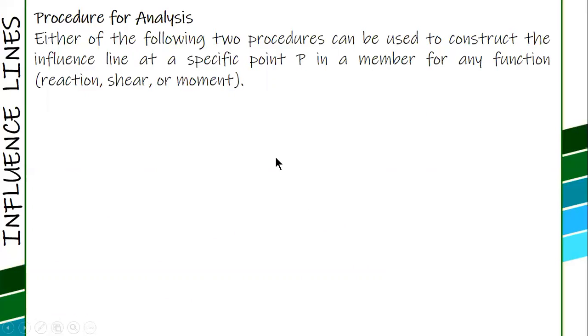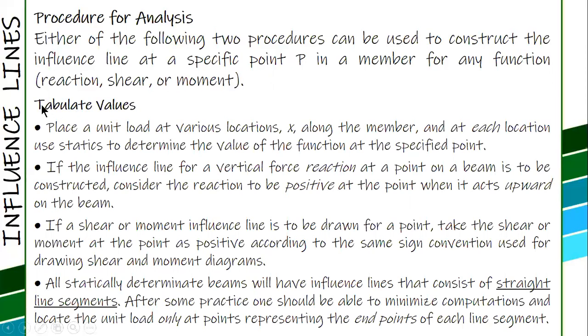So, procedure for analysis. Either of the following two procedures can be used to construct the influence line at a specific point P in a member for any function. So this is for beams: reaction, shear, or moment. In a truss: support reaction, or force of a member. Okay, so we will use two procedures. The first one is to tabulate values.